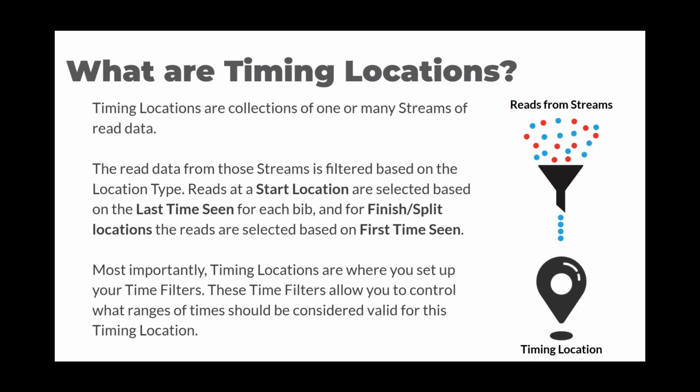Okay, timing locations. Again, just a little review. Timing locations are collections of one or many streams of read data. You may have multiple files that you are putting into multiple folders that need to be turned into a single location. You can do that. The read data from all of those streams is filtered based on a location type. Reads at a start location are selected based on the last time seen for each bib, and for finish or split locations, the reads are selected based on the first time seen.